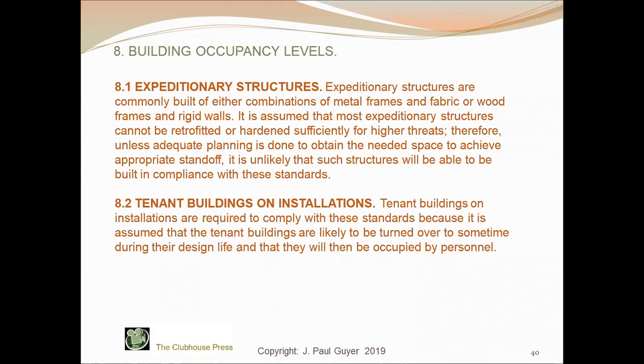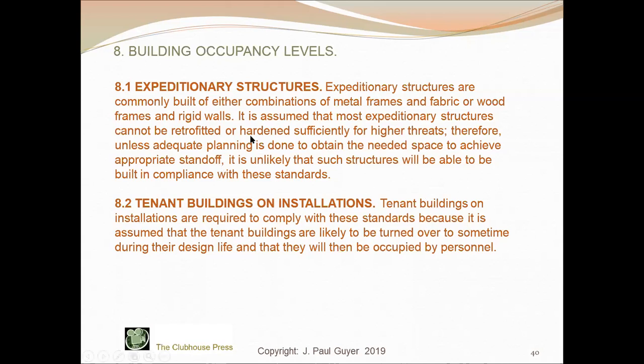So the expeditionary structures, again, these are the temporary ones, tents, Quonset huts, things like this, the ones that are erected very quickly when a typical military body or emergency responders arrive at a site, and they don't have much structural integrity. Generally speaking, it's not practicable to do much in the way of hardening of expeditionary structures. And so you need to rely on standoff distances, setting up with your security forces a controlled perimeter.